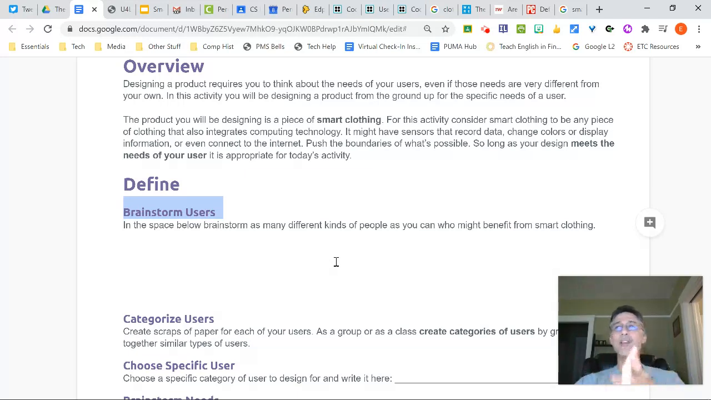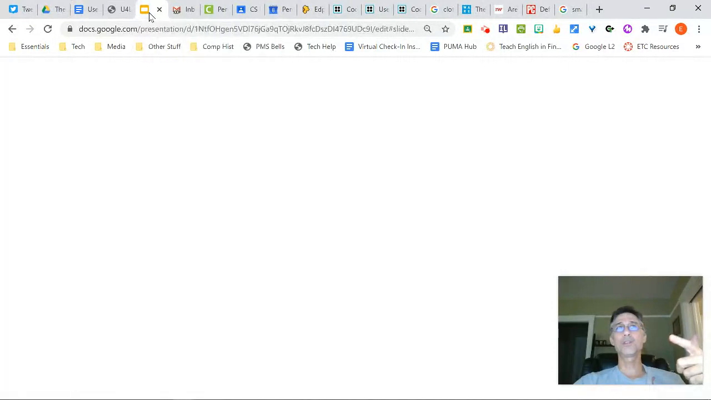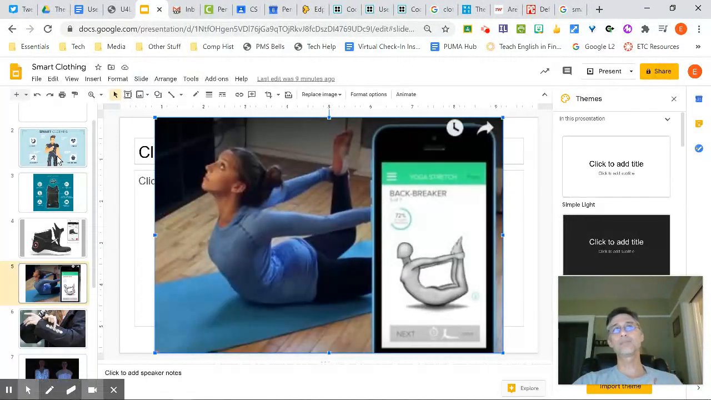So it might be athletes, it might be pet owners, it might be people who live near you, it might be people who go to church, it might be people who wear sneakers. It depends. You brainstorm, okay? But let me go ahead and show you some examples of smart clothing, okay?